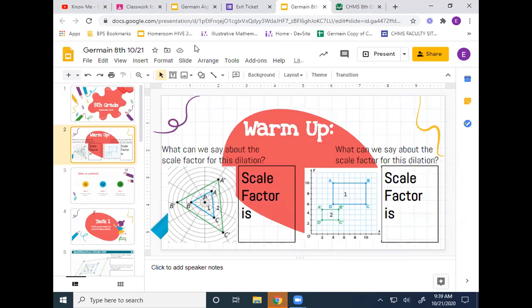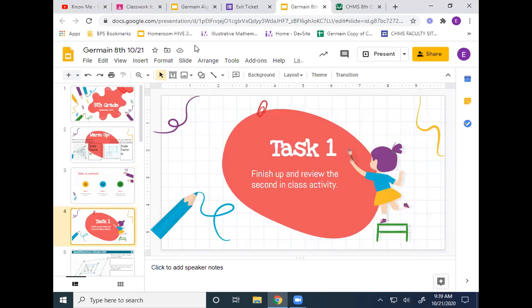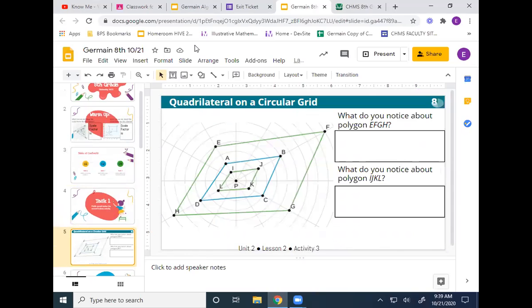Okay, so let's take a look. Our task for today, we're doing 3 things. We're finishing up reviewing activity 2. We're going to do the 3rd activity using the applet, and we're going to review the notes and complete the exit ticket. So if we're looking at task 1, we're going to review the 2nd activity.